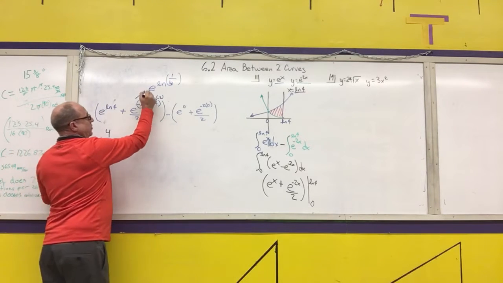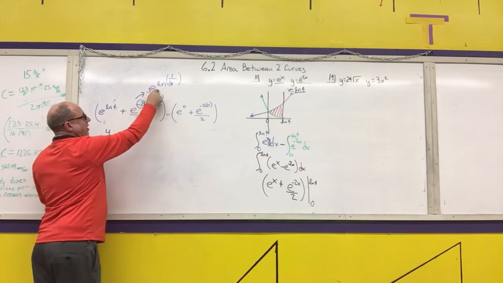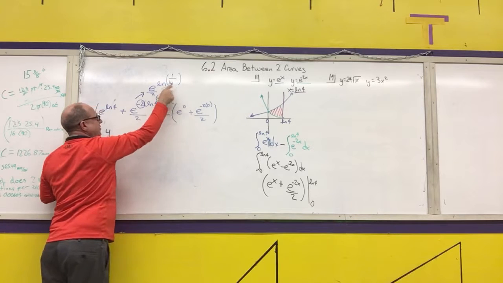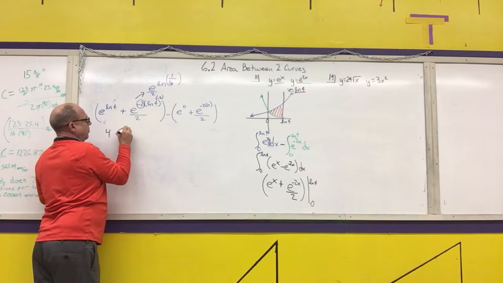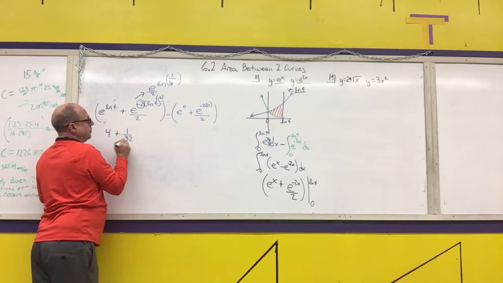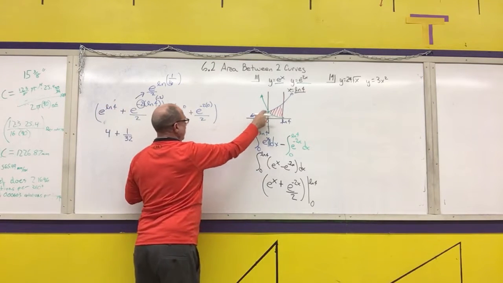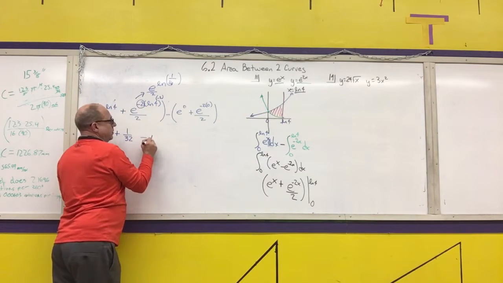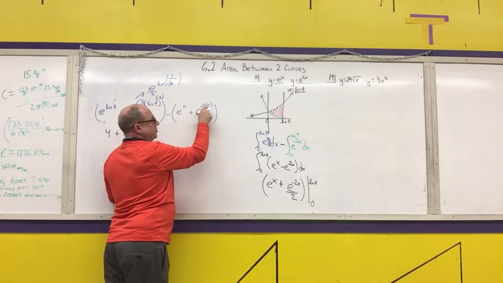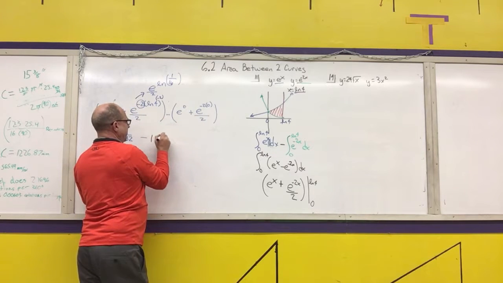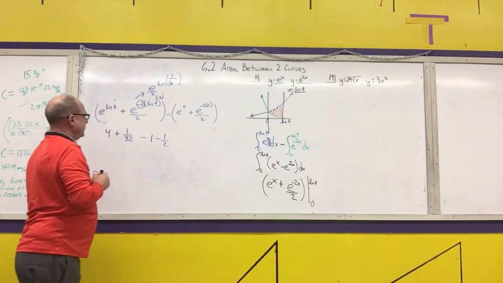Okay, with the over 2 here. Well, e to the natural log of 1/16 is 1/16. 1/16 divided by 2 is 1/32. e to the 0 is 1. Negative 2 times 0 is 0. e to the 0 is 1. 1 over 2 is 1/2. 1/2 times a negative would be a negative 1/2.